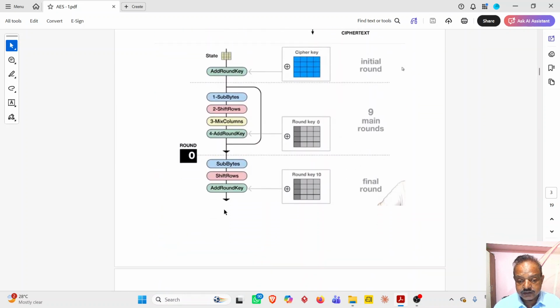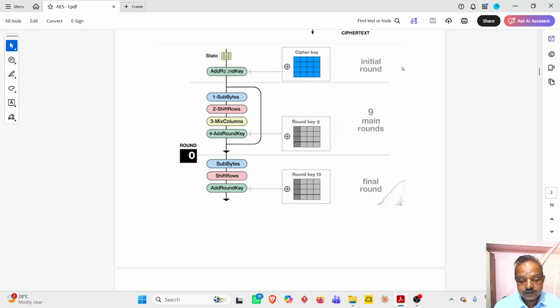Now, you see, in the first round, what do we do? Suppose I have 128 bits of data, I call it the plaintext, right? Then I have the cipher key, that is also 128 bits, right? So this initial key, I take the key as it is, and we go for the XOR operation with it. I will explain that in detail.